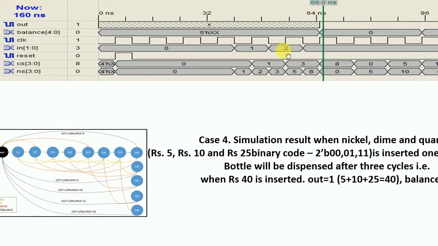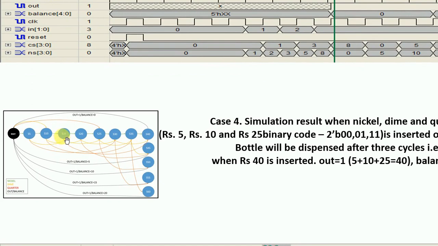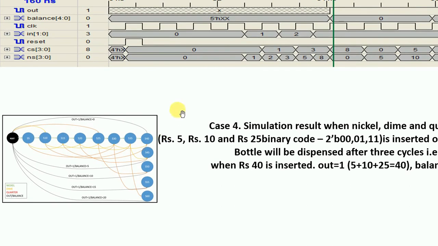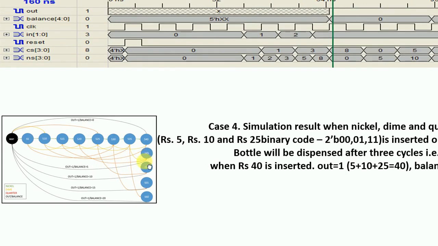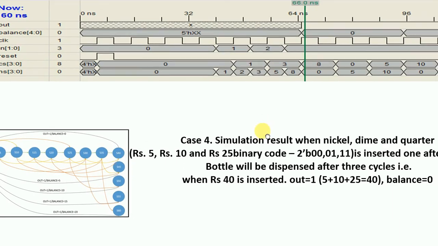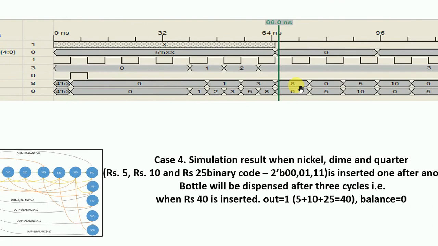After inserting a nickel coin, we have inserted a quarter coin. That means we are at S15. Now we have inserted a quarter coin. That means it will go to the 10th state. Sorry, the 8th state. So that is the reason why our current state has gone to 8.